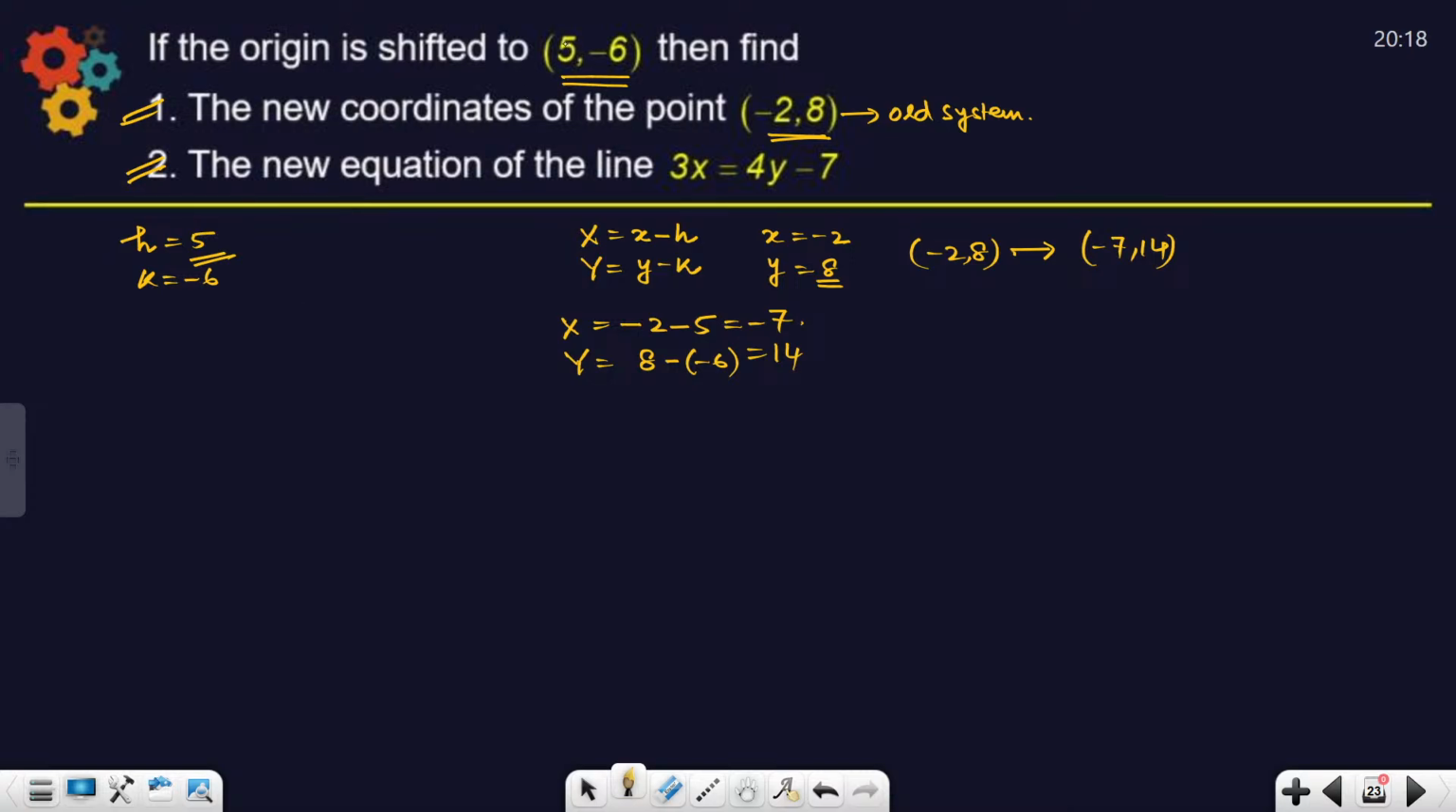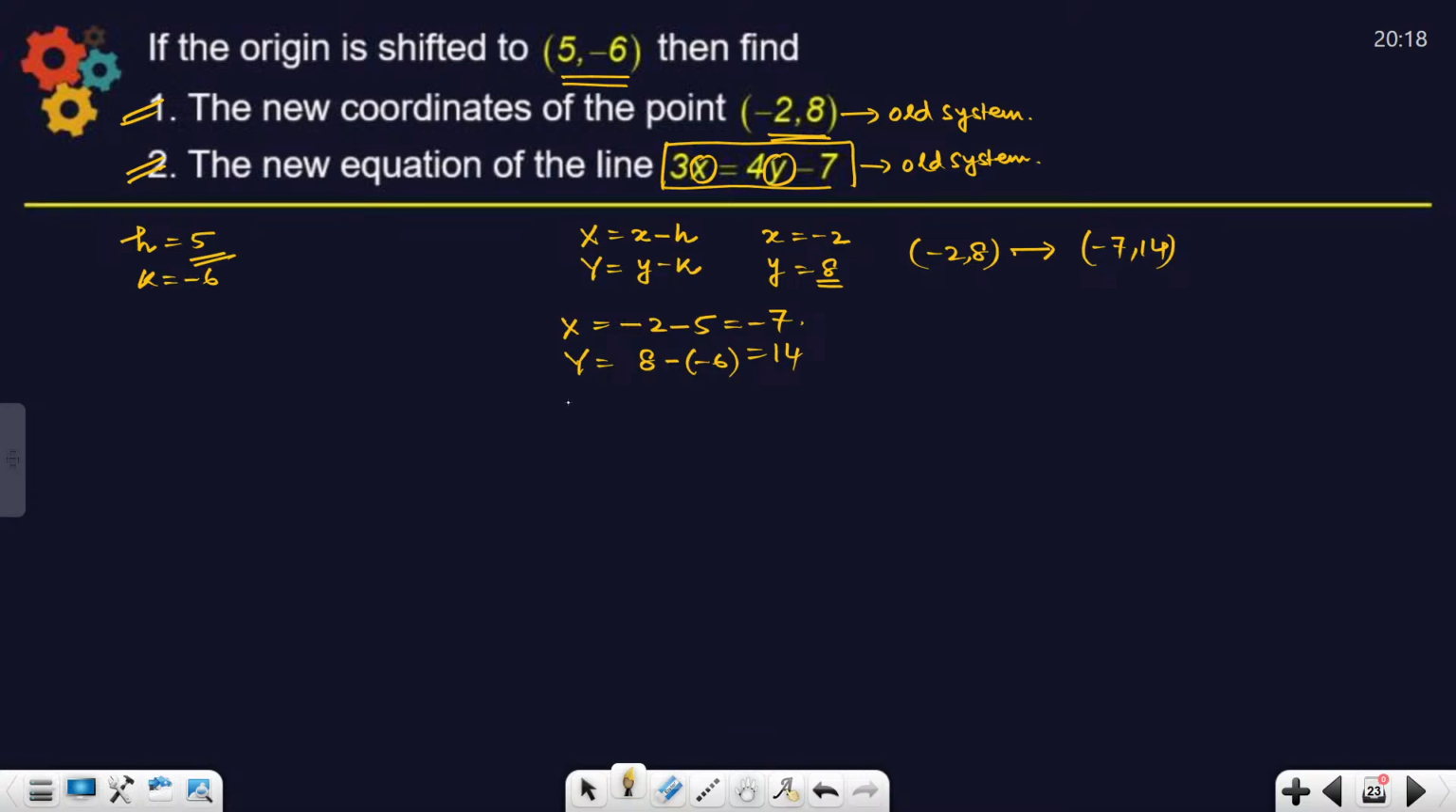So the origin has been shifted to 5, -6. This is the equation of a line in the old system. Now we have to find out the equation in the new system. So what I will do? Your small x and small y have to be replaced by capital X and capital Y.